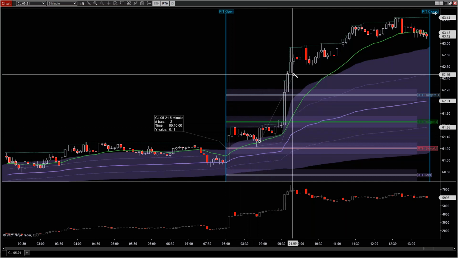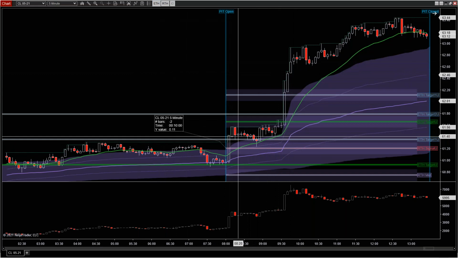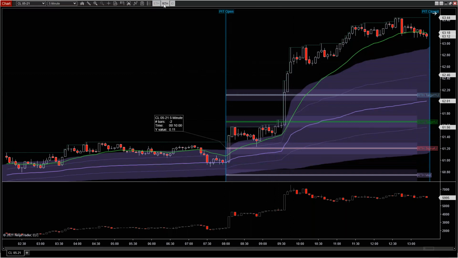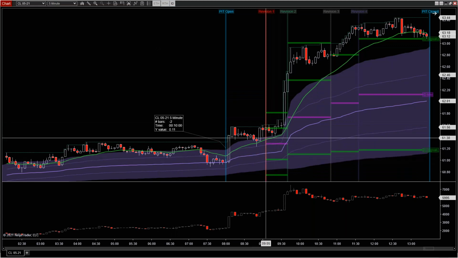And so now let's do this. Let's turn on the overnight structure points. Well, all those levels are going to be gone. So you need to turn on your intraday real-time levels, right?